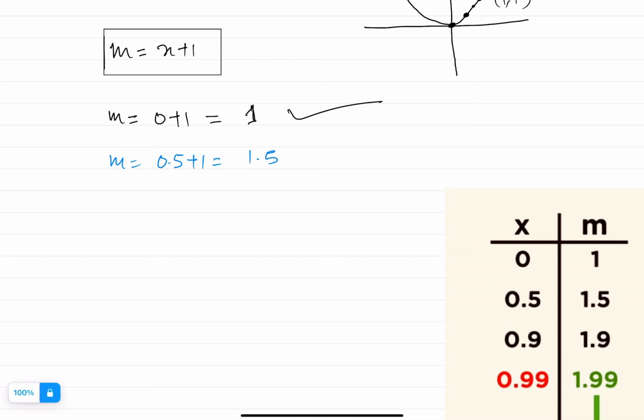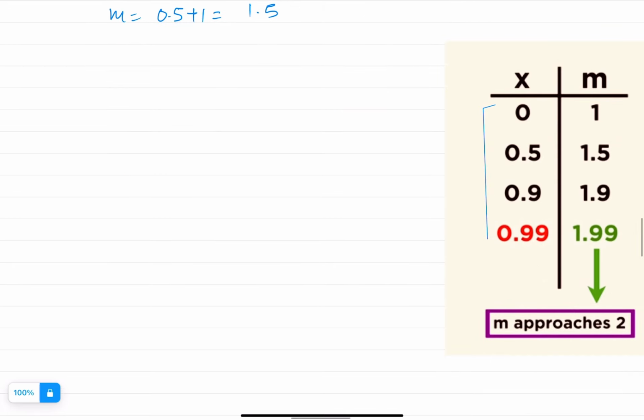Okay, the closer you come from 0 to 0.5, then 0.9, then 0.99, and the closer you come to the point 1, the better the approximation. Here we can see that the slope approaches 1.99, or if we approximate it, it will be equal to 2.